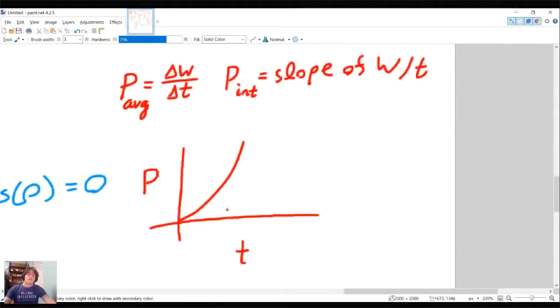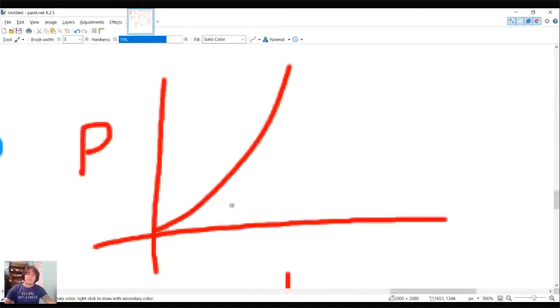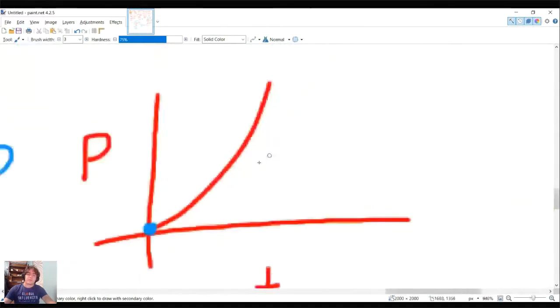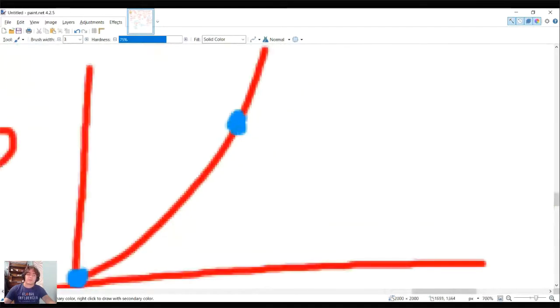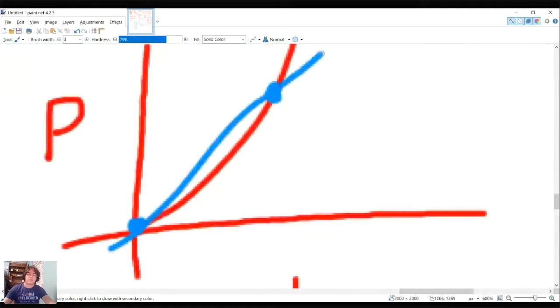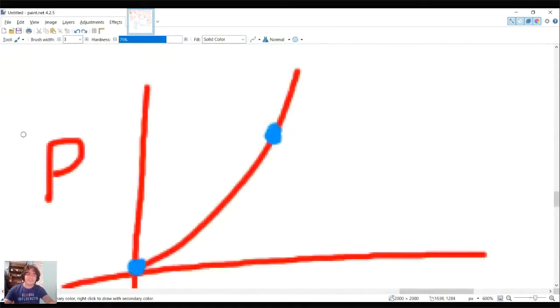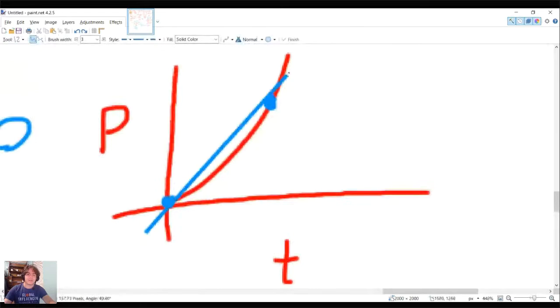So let's say we have the average power from some initial time to some final time. We'll call it 6 seconds. We have some slope there. Yeah, we have some slope there.